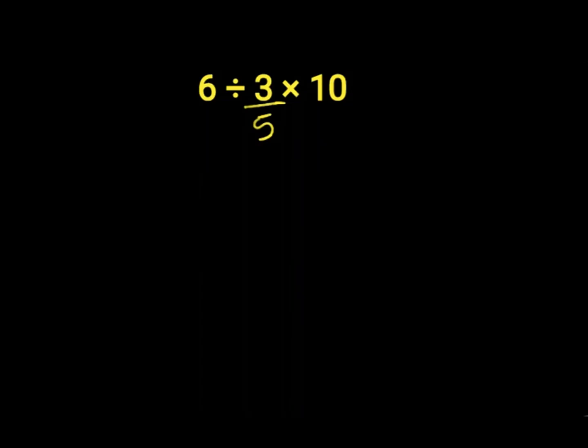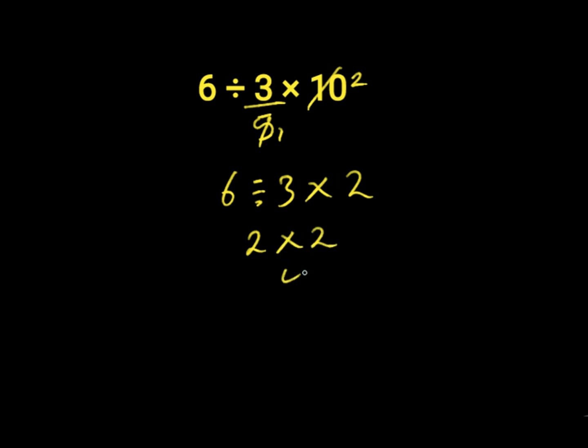6 divided by 3 over 5 times 10. 5 into here 1, 5 into here 2. We are left with 6 divided by 3 times 2. 6 divided by 3 will give us 2. Then we have 2 times 2. 2 times 2 will give us 4.